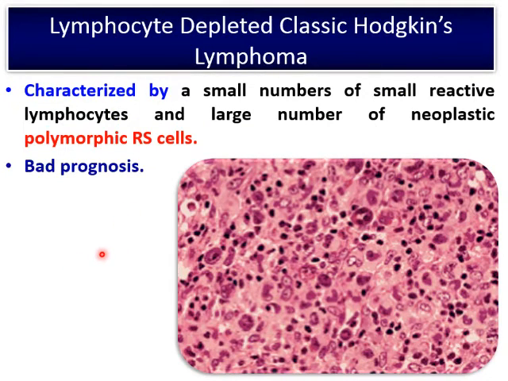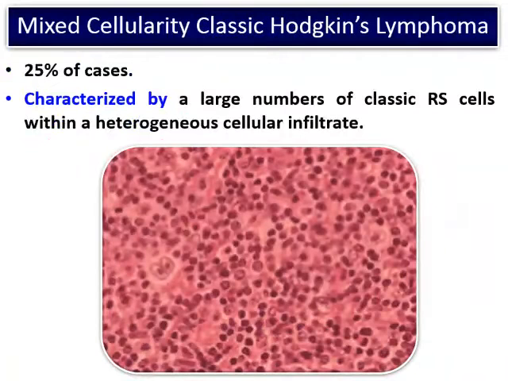Another variant is lymphocyte-depleted type, which is characterized by presence of a small number of reactive normal lymphocytes and a large number of polymorphic cells. Large number of RS cells, usually in the form of the polymorphic variant like this. And this type has bad prognosis due to presence of a large number of neoplastic RS cells. The last variant of classic Hodgkin lymphoma is the mixed cellularity type, characterized by heterogeneous cellular infiltrate of RS cells and inflammatory background cells.